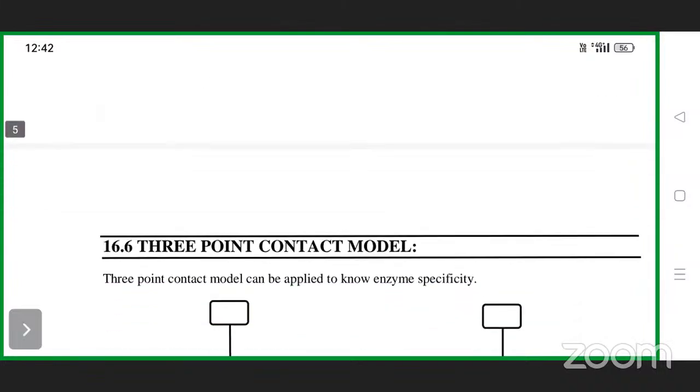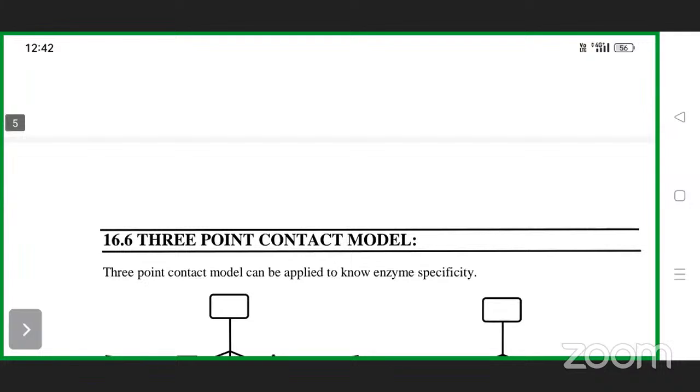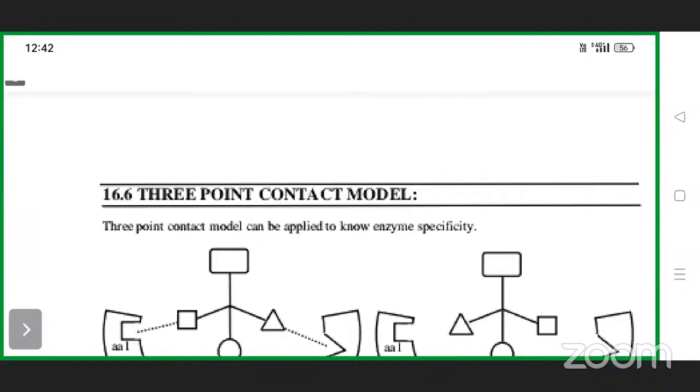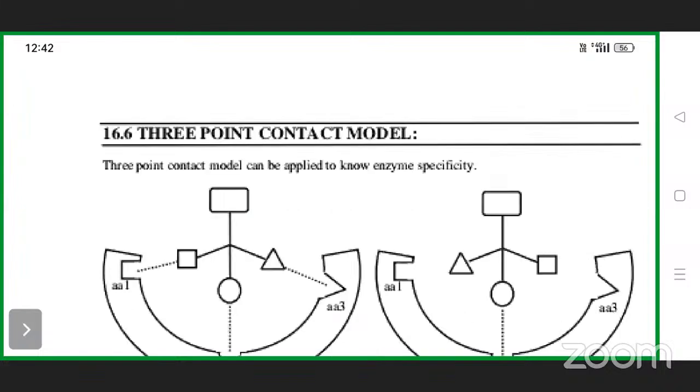Here, enzymes. Enzyme active sites are specific in nature and chiral in nature, right? They recognize isomers intimately, and that is explained by the 3-point contact model, where the isomers can be separated.